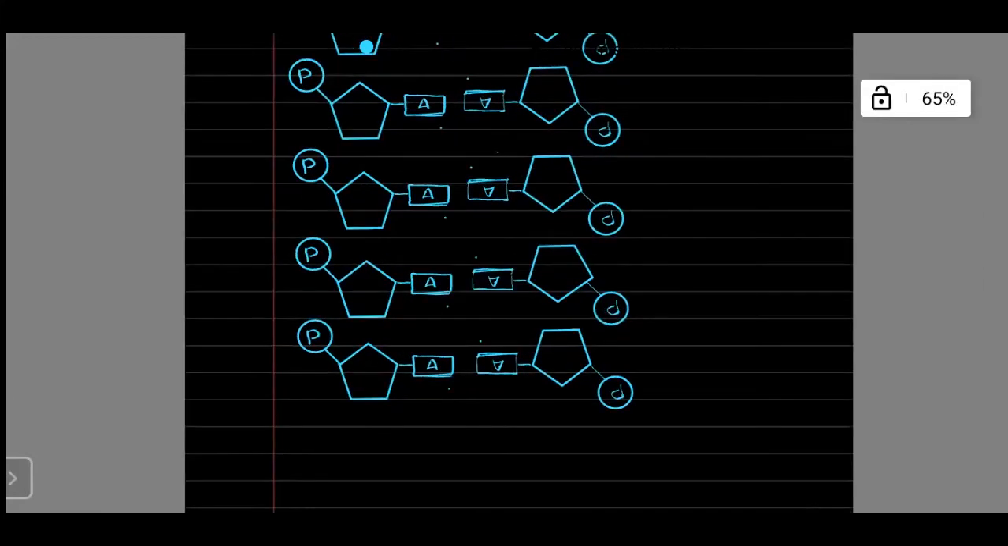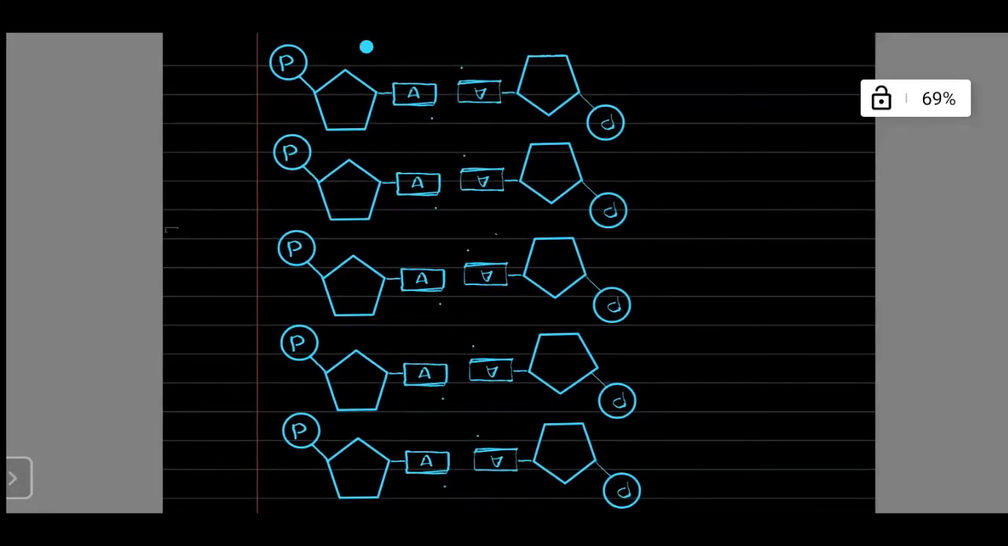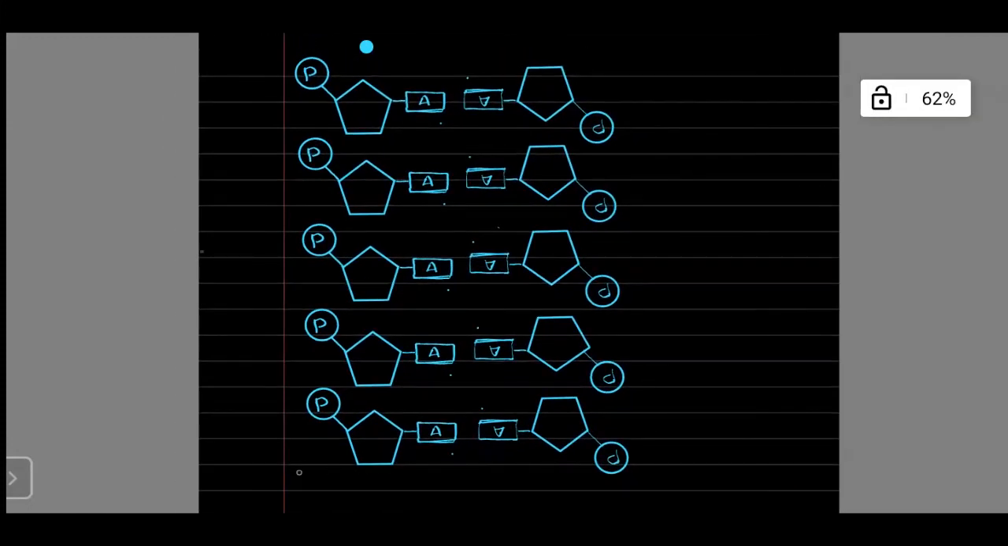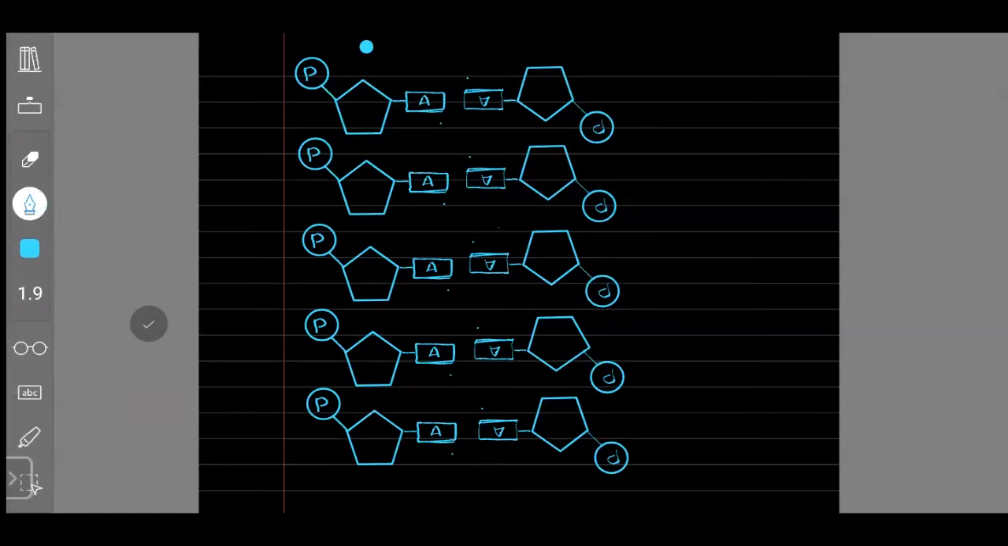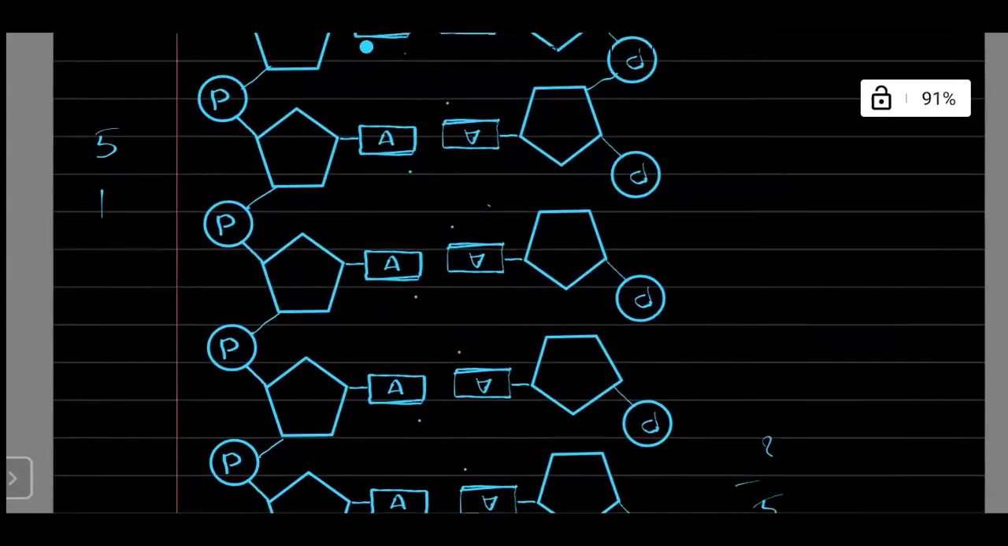Okay, you can see. So one polynucleotide chain runs in one direction. So we call that third carbon to fifth carbon, third carbon here, and fifth carbon here. So we call that three to five. Okay, on this side, five to three. So opposite direction. These polynucleotide chains are running in opposite directions. So this phosphodiester bond, look at this, phosphodiester bond. And here also we have to complete this phosphodiester bond. This is not clear, you can zoom it.